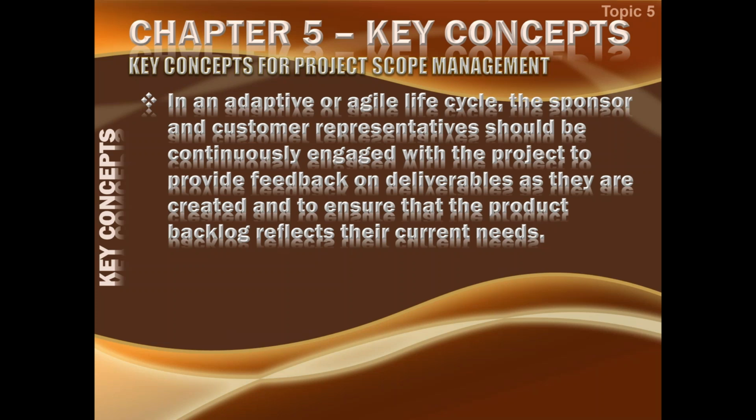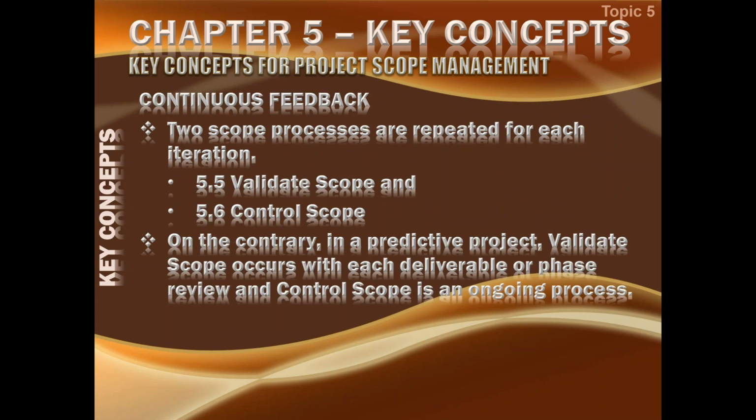So this way, customer representatives are continuously engaged with the project, and they provide the feedback on every deliverable as it is created, and ensure that the product backlog reflects their current needs, so they can update their requirements. With this continuous feedback, two scope processes are repeated: validate scope and control scope. For every iteration, we will be doing validate scope and control scope. So product scope and project scope for one small iteration can be managed much more easily.